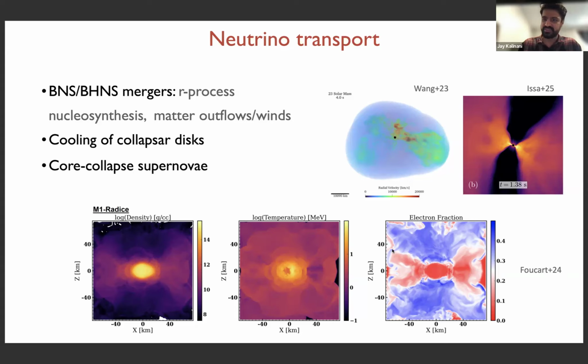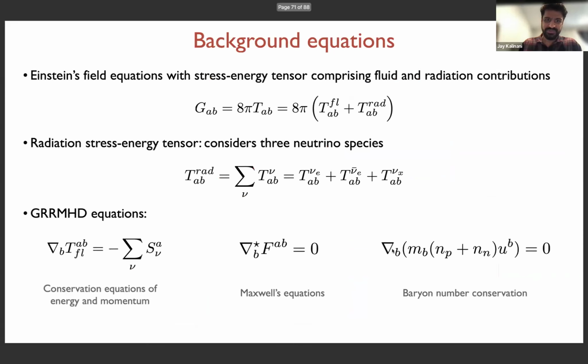And some of these simulations, what I show here, we find in the literature. I'm not going to go through the background equations, but generally, people typically consider evolving three neutrino species that contribute to your T_mu_nu as a T-rad, and these three neutrino species essentially are the electron, anti-electron, and the combined effect from the other neutrino species.